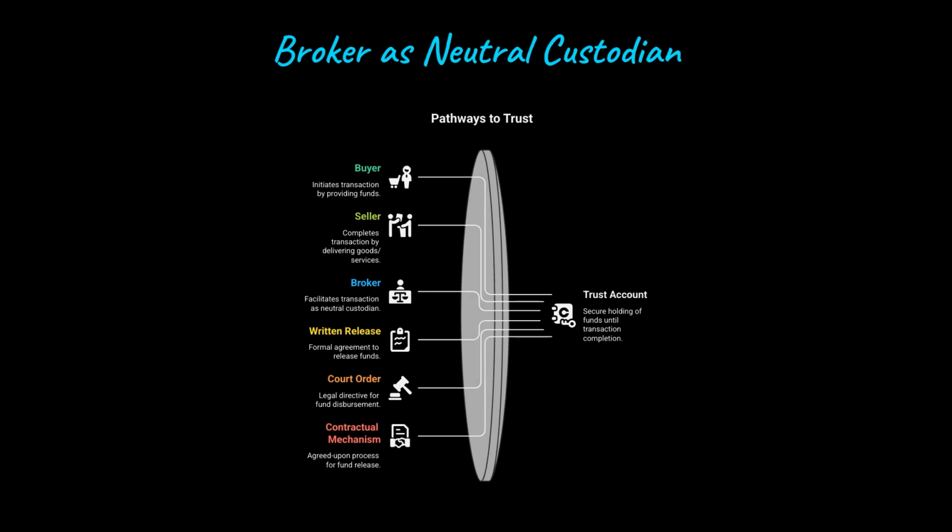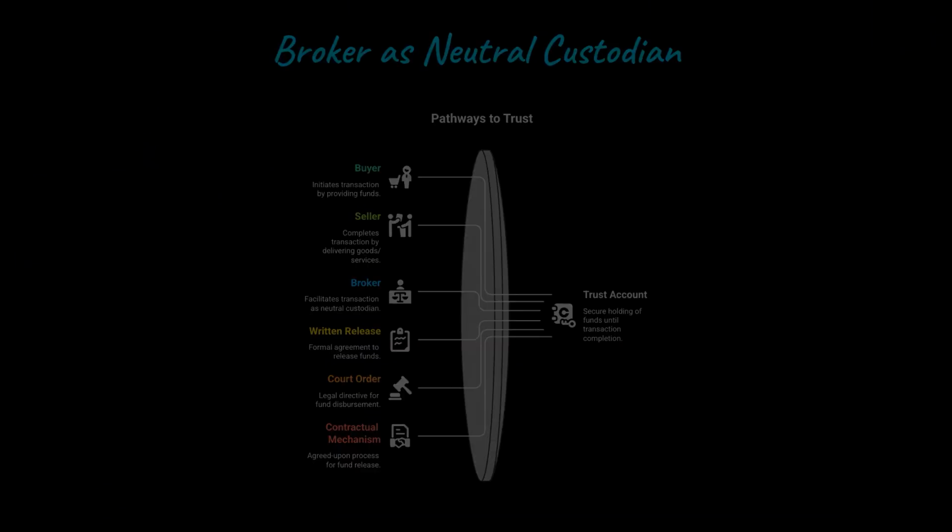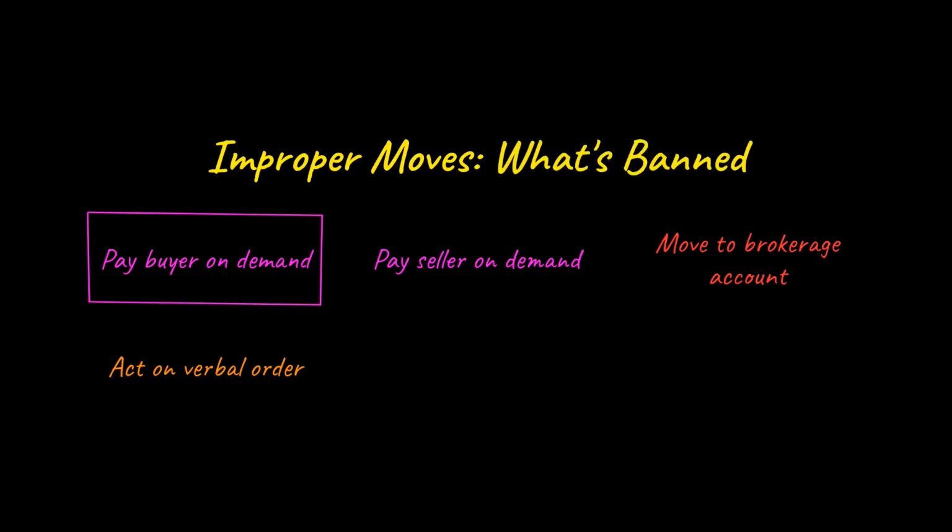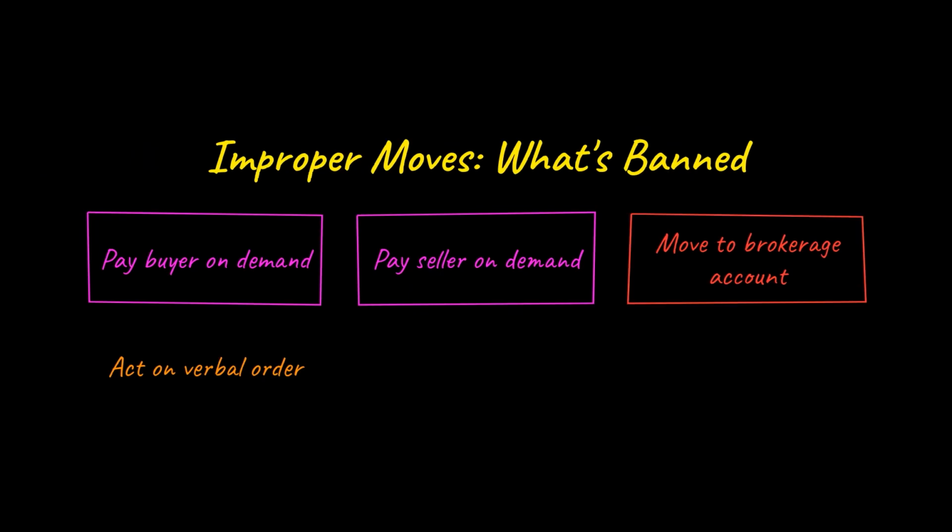A failed deal creates a genuine legal dispute about who breached and who is owed the deposit, and resolving that belongs to the parties or a court. The broker's only role is to keep the money safely in trust until proper authority directs its movement. Any unilateral release is improper. Paying the buyer or seller on demand risks handing funds to the wrong party. Most dangerously, transferring the disputed escrow into the brokerage's own account is conversion, moving client trust money into the firm's funds. The deposit stays in trust, intact and untouched until a proper trigger applies.